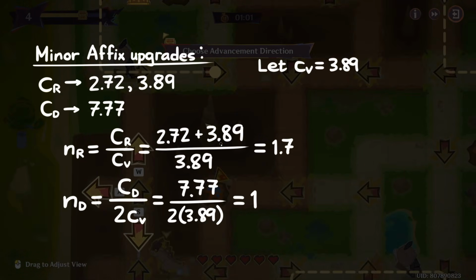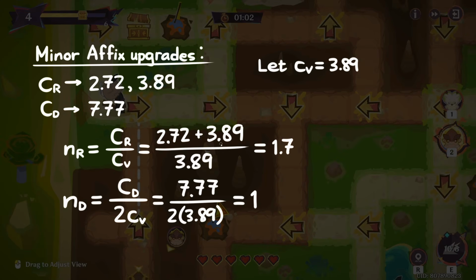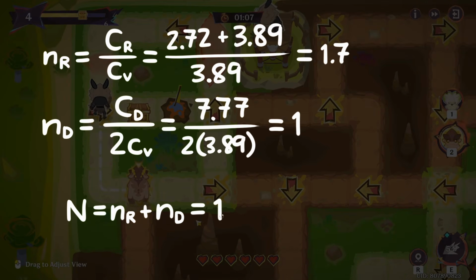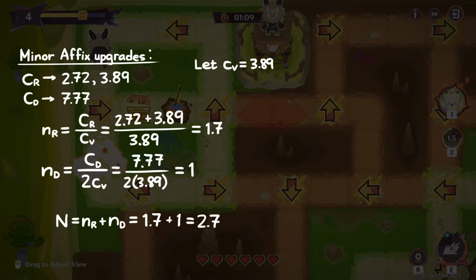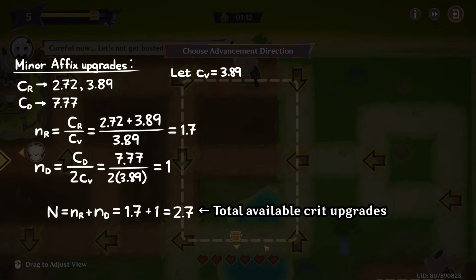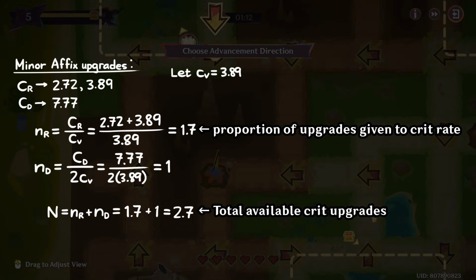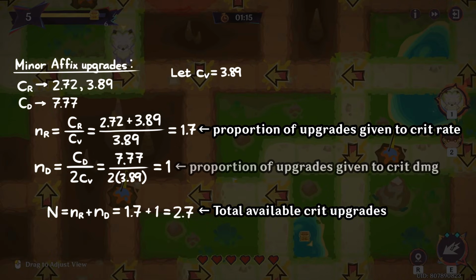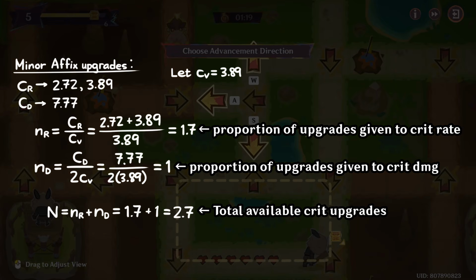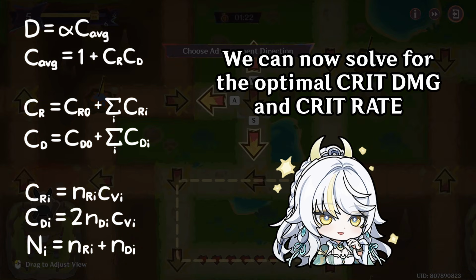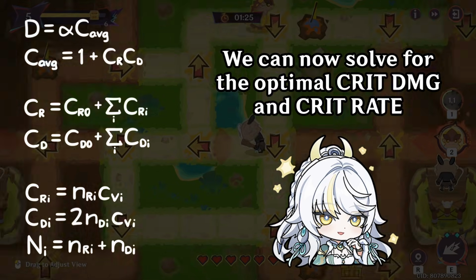In our example from earlier, we computed that N_R was equal to 1.7 and N_D was equal to 1. This implies that capital N will be equal to 2.7. You have 2.7 upgrades available, where each upgrade is worth 3.89%. 1.7 upgrades of 3.89 go into crit rate, which results in 6.61, and 1 upgrade of 3.89 times 2 goes to crit damage, which is just 7.78. With these formulas in place, we can now proceed with optimizing damage.